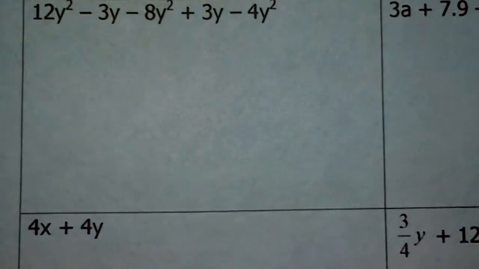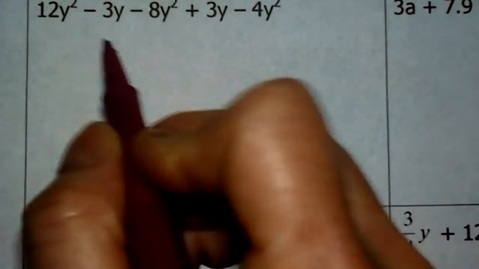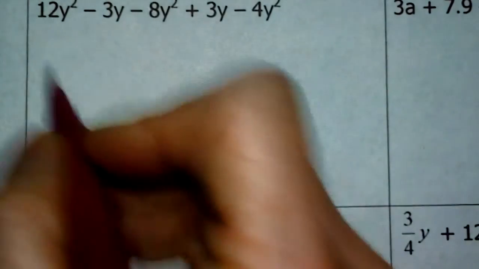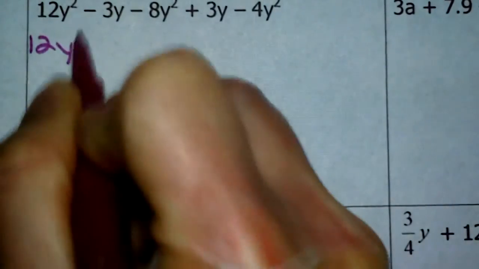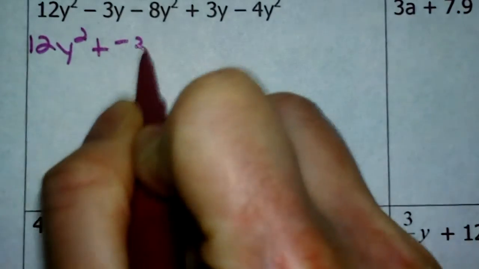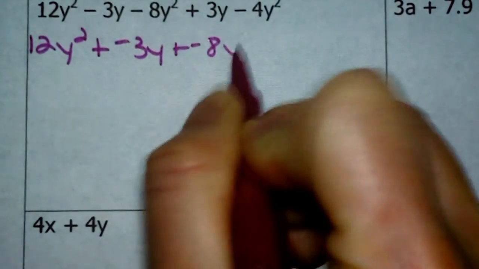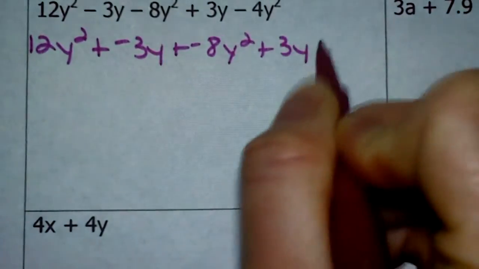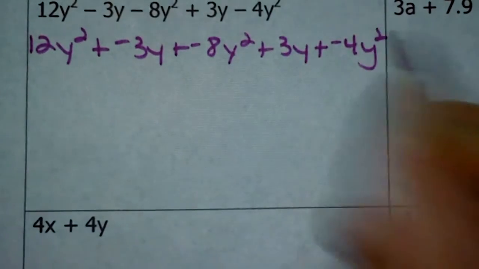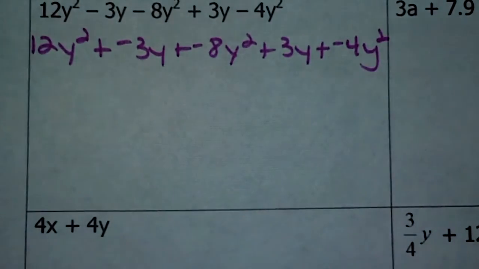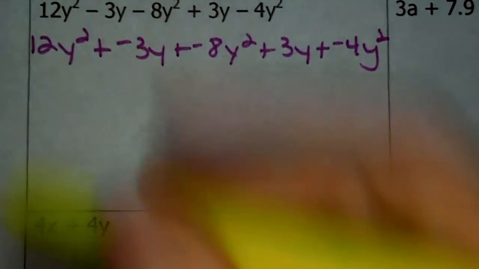All right, cruising along here. I'm going to start off, keep changing, putting 1's in front of anything that I need. So 12y squared is good. I want this to be plus negative 3y, plus negative 8y squared, plus 3y, plus negative 4y squared. So remember, anytime you change subtraction to addition, you just change the sign of the number right after it. Let's start with all the y squareds.